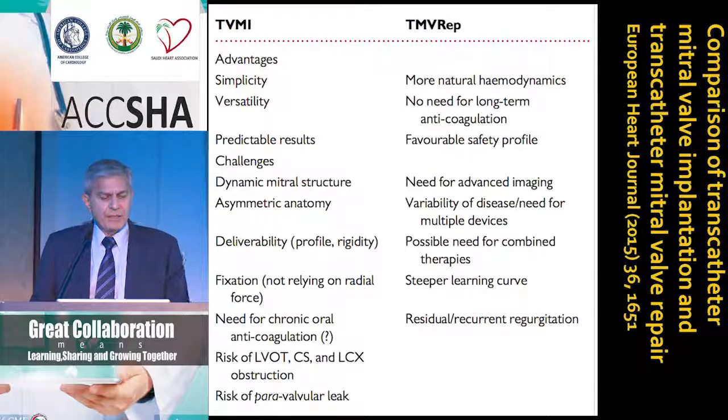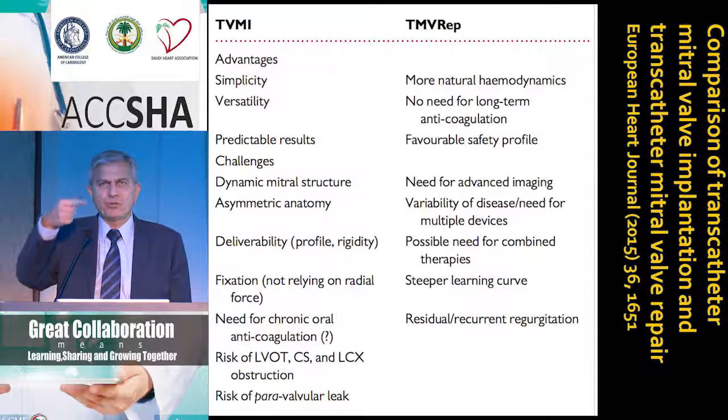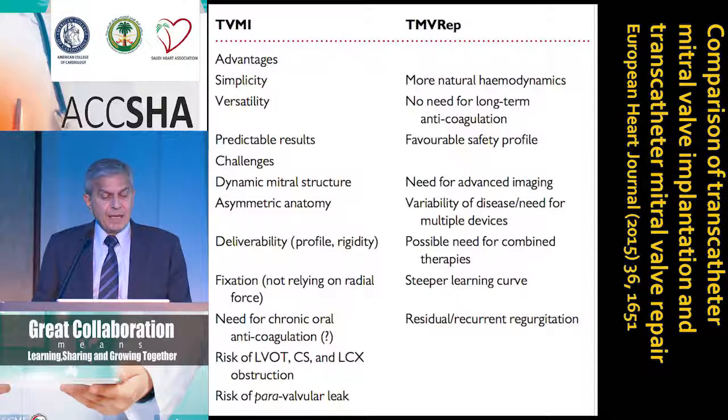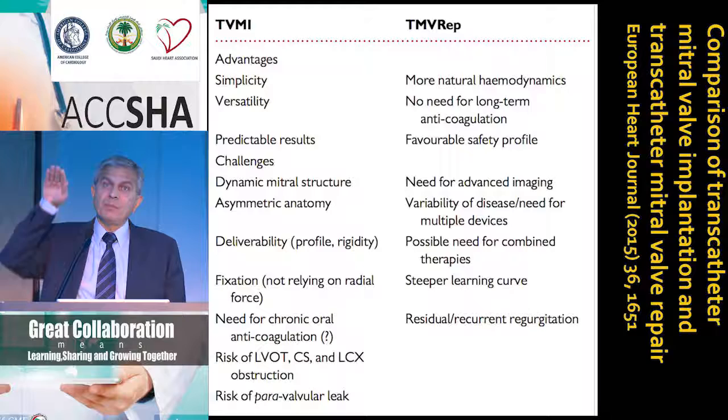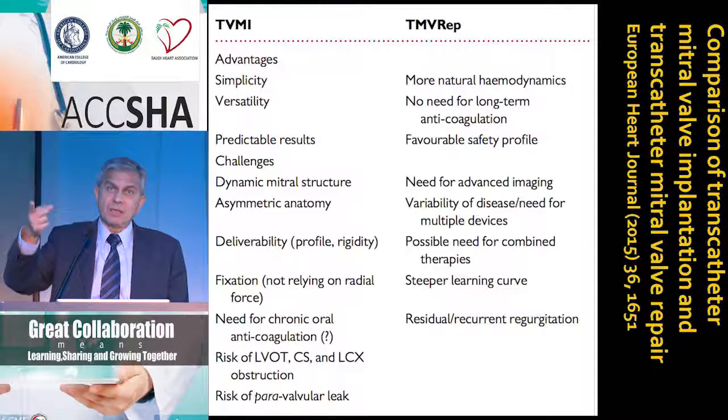However, the challenges are that the mitral valve structure is a very dynamic structure. When you try to position the valve, it's even more dynamic than the next door aortic valve. It has an asymmetric anatomy. The deliverability is not easy. You would have to come either from the transeptal approach or from the retrograde aortic approach, both of which have acute angles to them, different than when you do a TAVI.